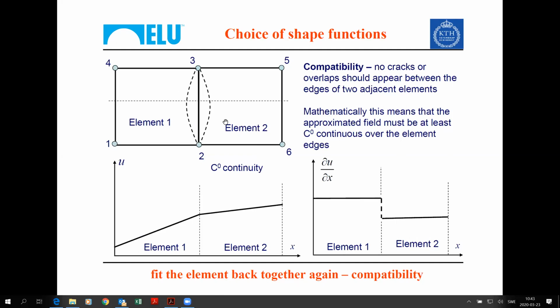So if we have this situation, the edge 2, 3 is common to both element 1 and element 2. So we will construct an approximation of the displacement along edge 2, 3. We can construct it using element 1, and we can construct another one using element 2. What we need to make sure is that the approximations from both elements coincide. We have no overlaps and no cracks developing.